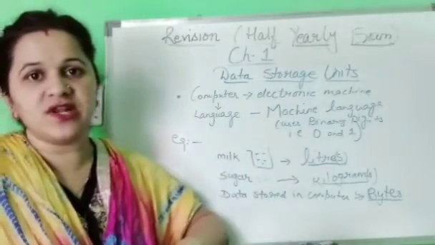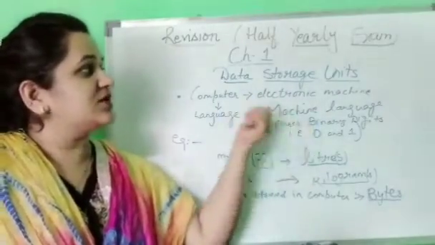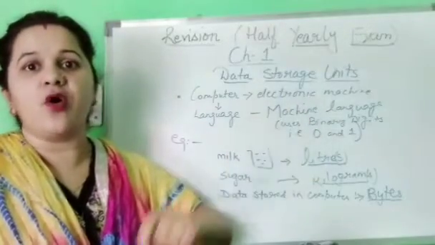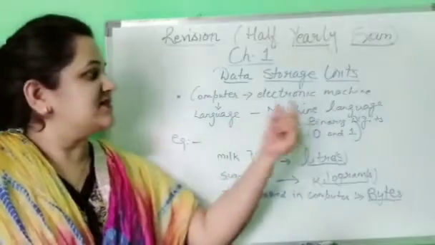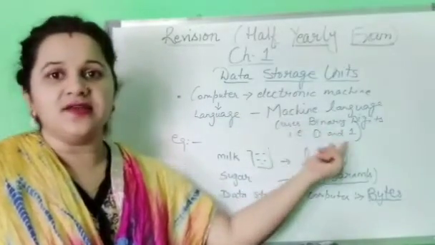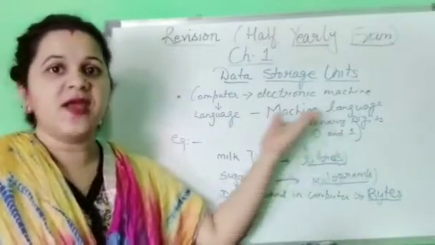Now what is a machine language? Machine language is a language which is written in the form of 0 and 1. Now what are 0 and 1? 0 and 1 are the binary digits. What are they? Binary digits.